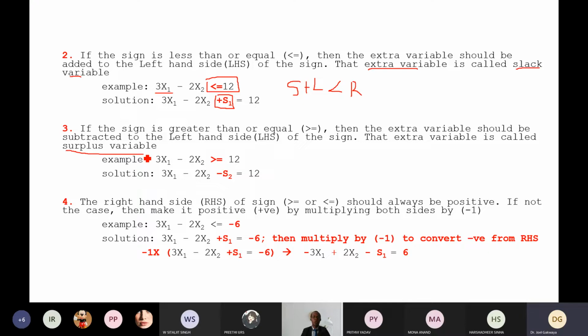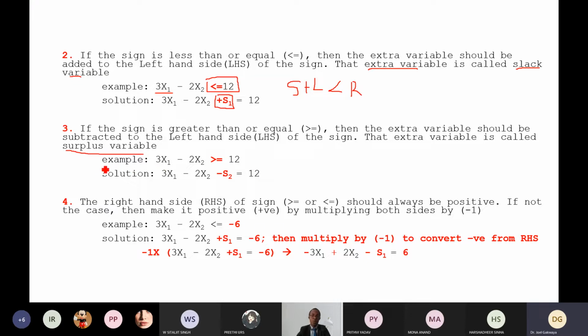So that is known as a surplus variable. I hope all of you understand what surplus means. I hope all of you understand what a slack variable means. Very simple, like drinking water, okay? So look at this example. 3x1 minus 2x2 greater than or equal to 12. This is a constraint or a problem.